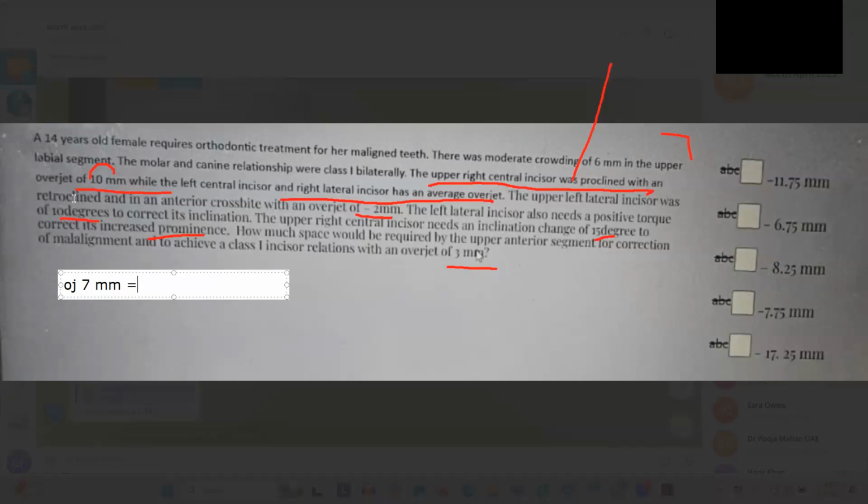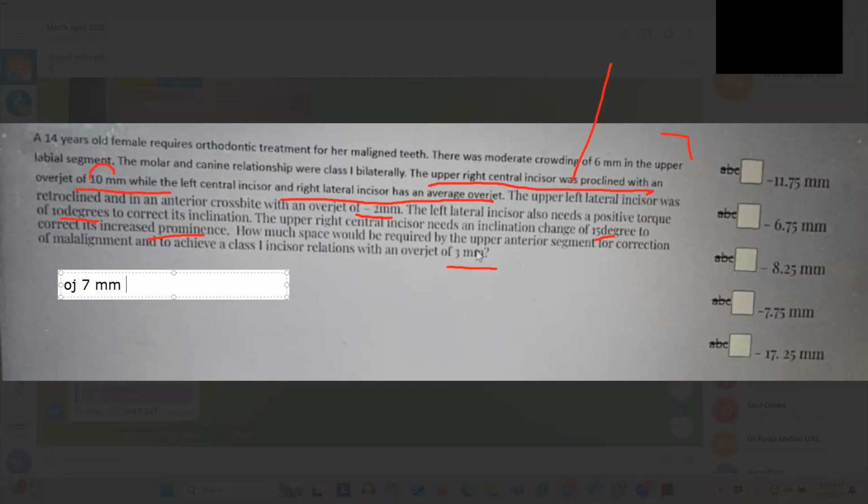So it might be 14 divided by 4. Doctor, how did you get the 14, please? Because 7 millimeter OJET needs 14 millimeter space for all 4 incisors. You mean 7 times 2, 14? Yes. If these were 4 teeth, that was 14 millimeter. But now this is 1 tooth.